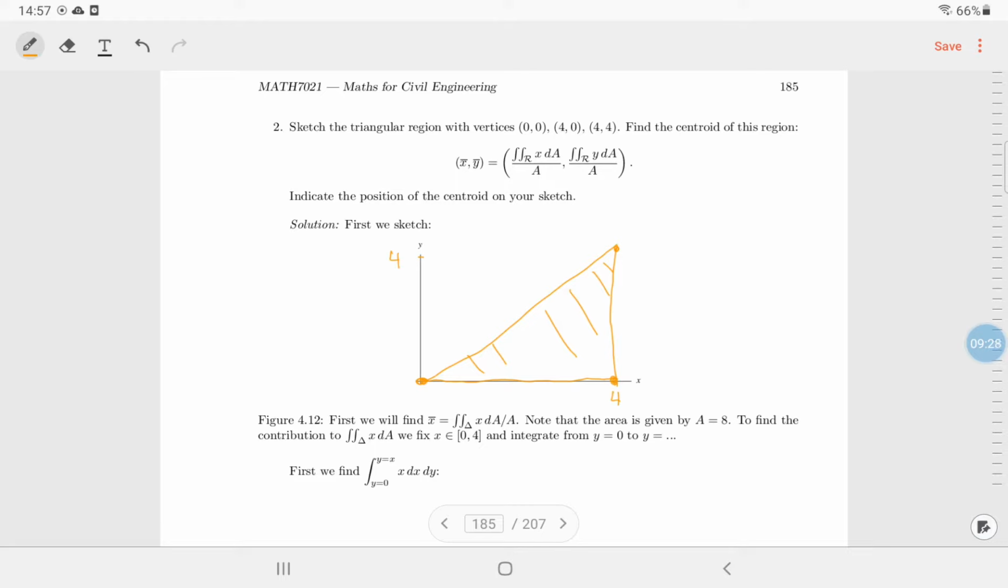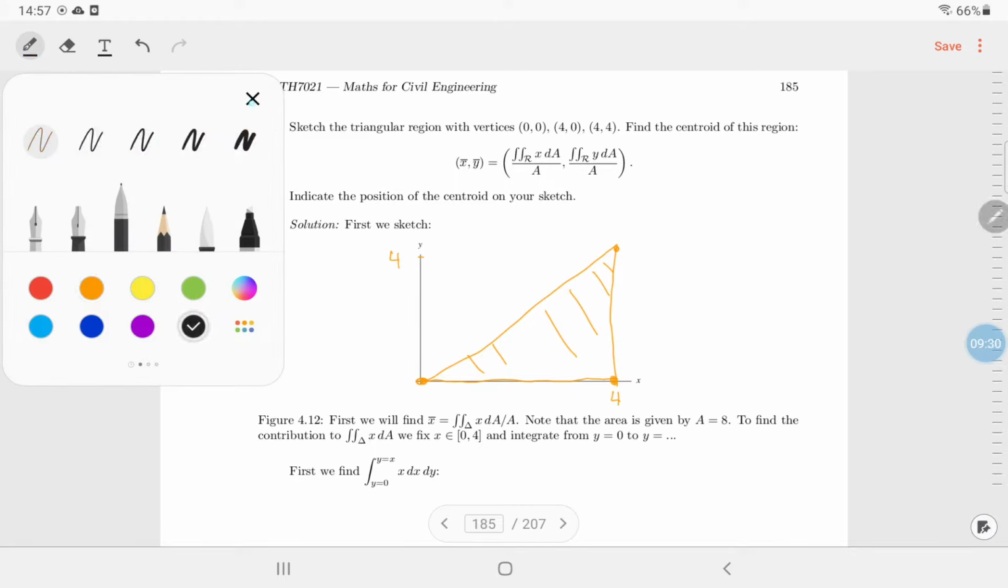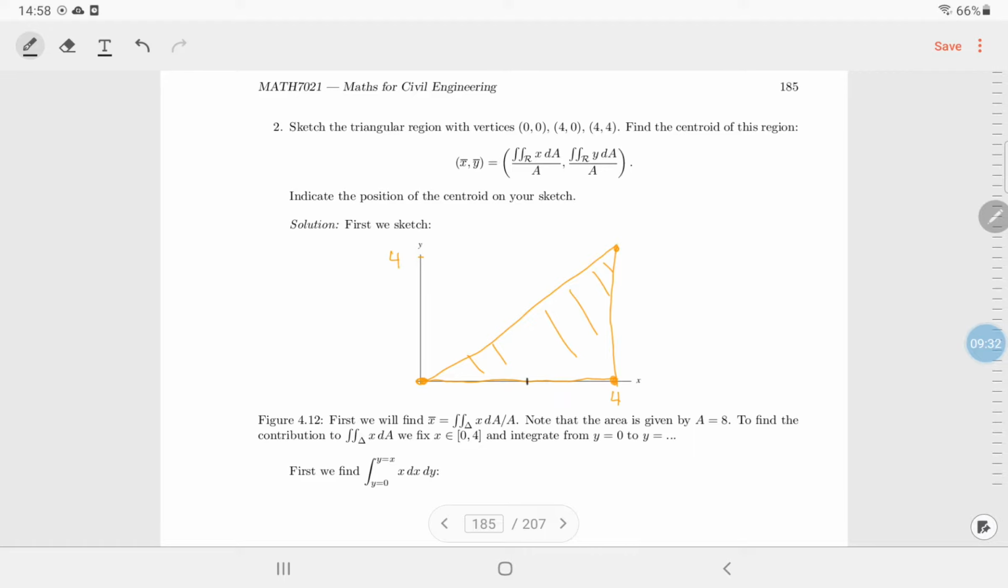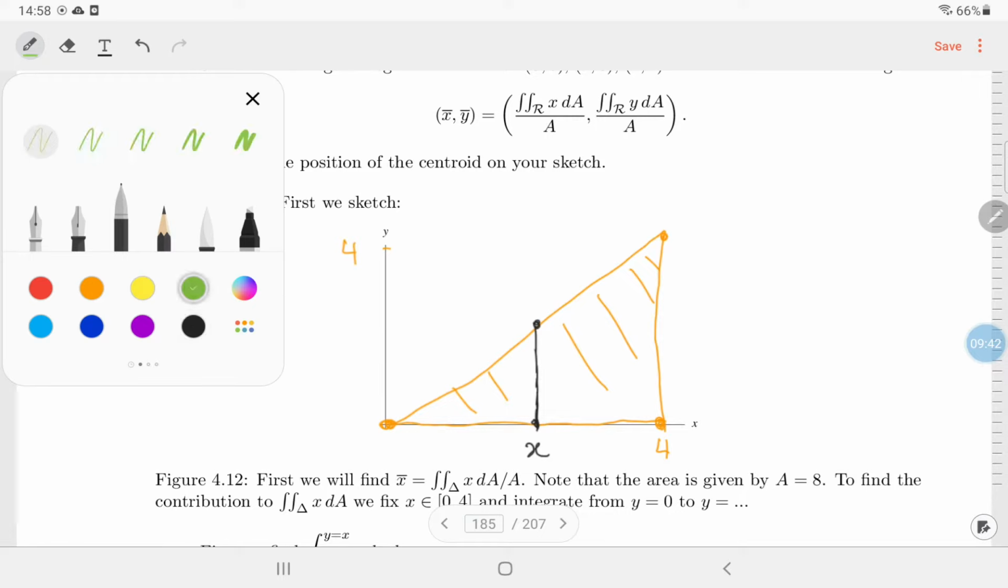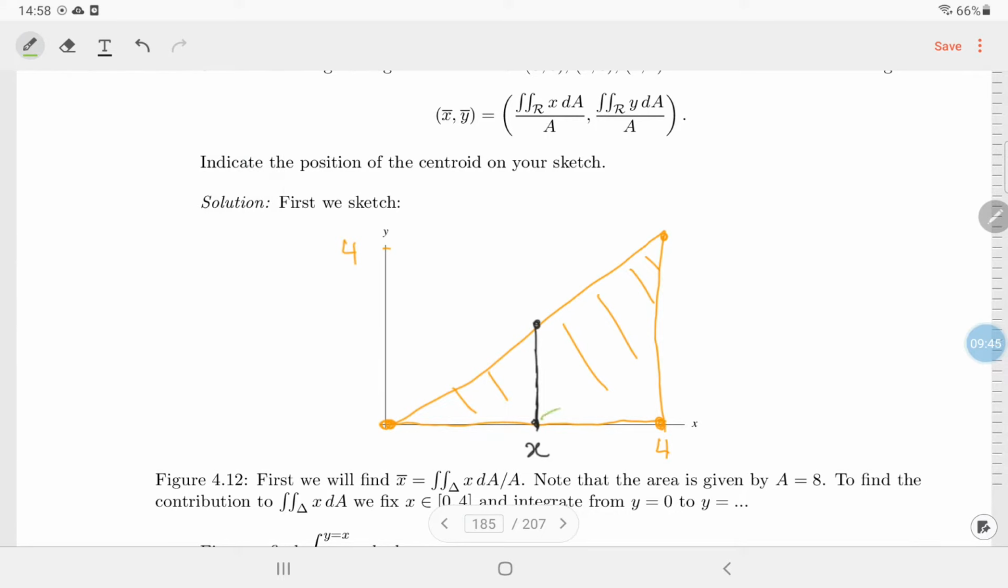So what we're going to do is fix a value of x between 0 and 4, and add up from y equal to 0. And then the question is, y equal to what? Now, what the y coordinate is actually depends on the x coordinate. Like if x is 0, y is 0, and if x is 4, y is 4.